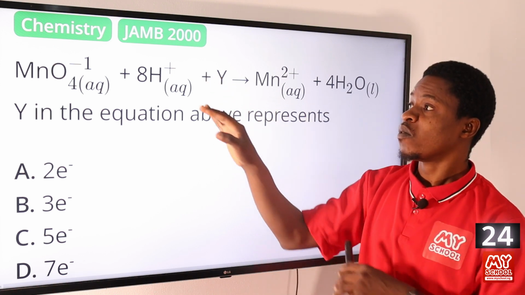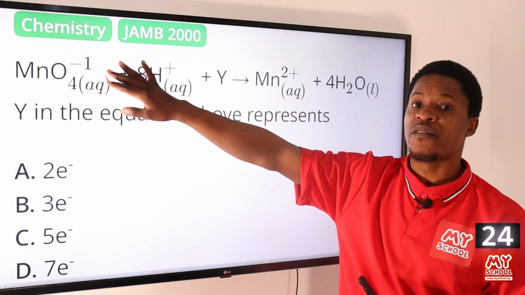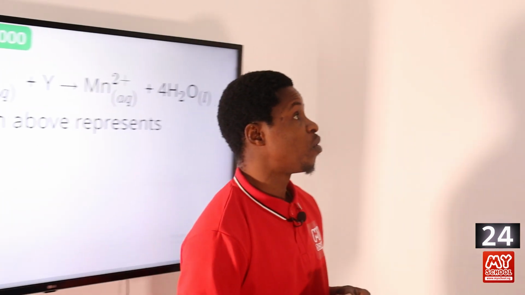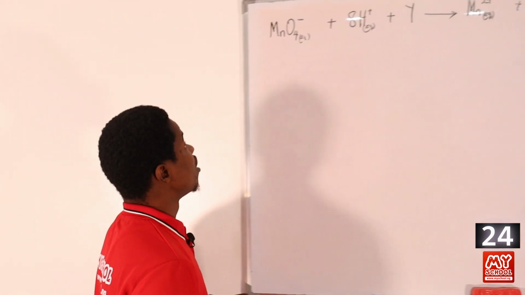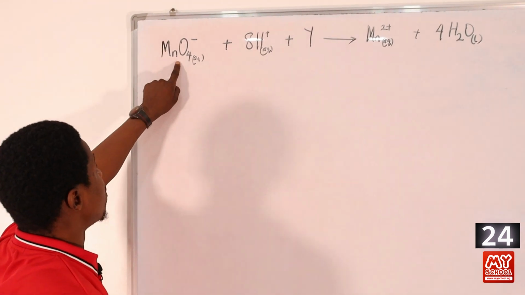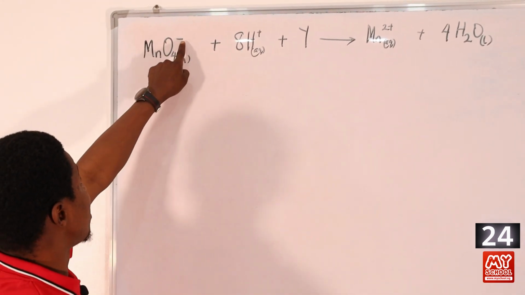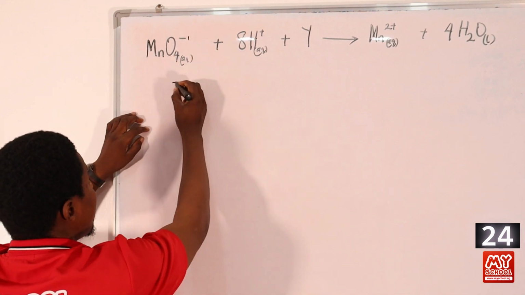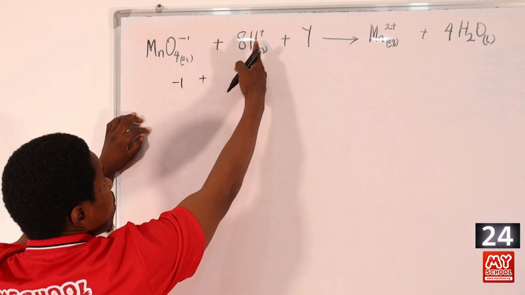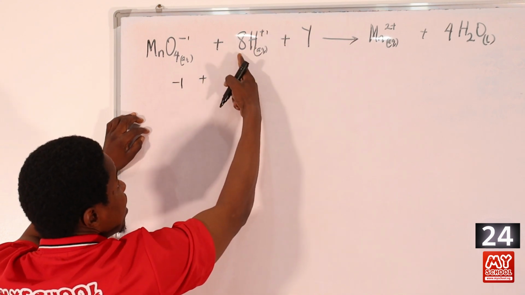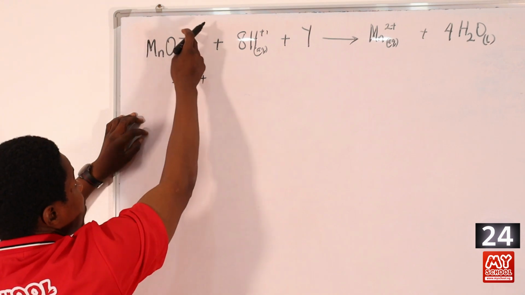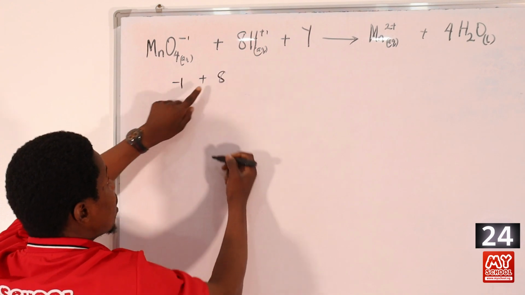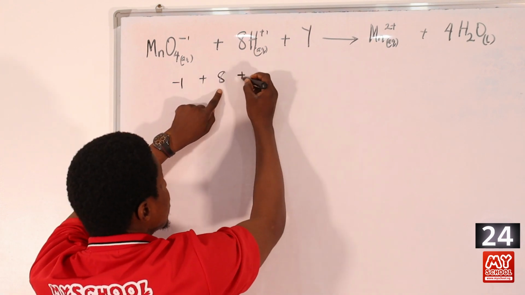So all we need to do is balance the charge on the left hand side with what we have on the right hand side. So let's move to the board now to see what to do. We have the ions here. This is minus 1, and this is plus 1 here. You multiply the 8 by 1. There was actually 1 here, so 1 times minus 1, we still have minus 1. 8 times plus 1, we have plus 8 on this side. Then plus Y.